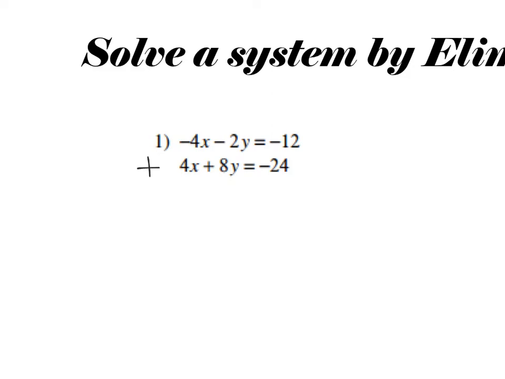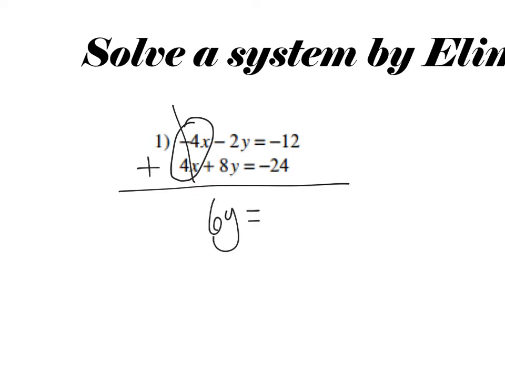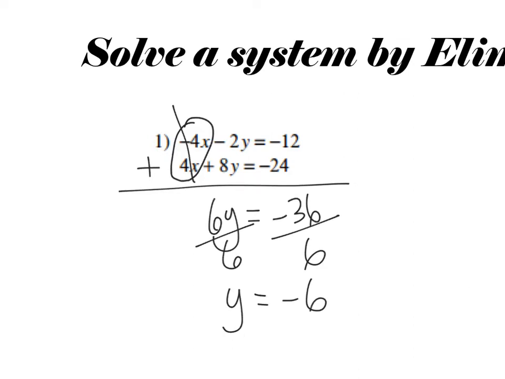So I'm going to go ahead and combine these because they're all set up for me beautifully. If I add negative 4x and positive 4x, they cancel each other out. Positive 8y combined with a negative 2y is 6y, and negative 24 combined with a negative 12 is negative 36. If I go ahead and divide both sides by 6, y is going to be negative 6.